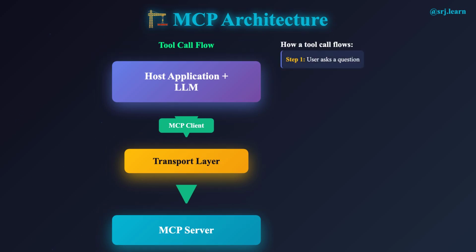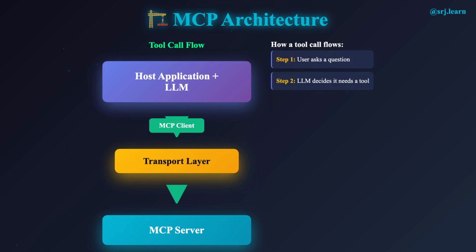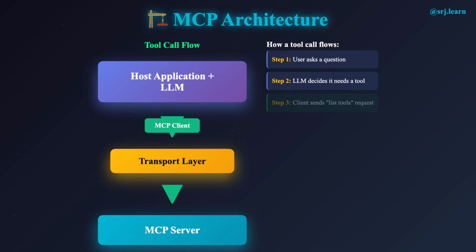At the bottom, the MCP server provides the actual capabilities: tools that can execute code, resources that provide data, and prompts that guide interactions. The server registers its capabilities during initialization and waits for the client to call them.